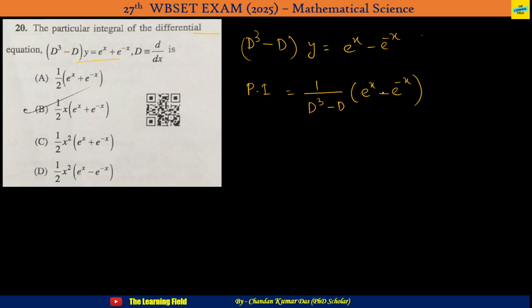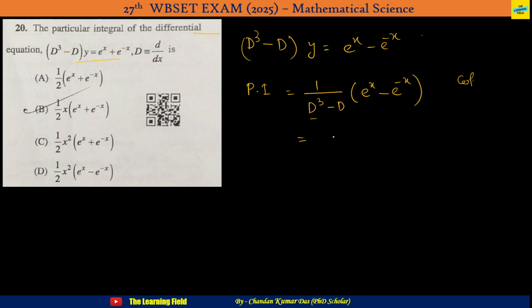Note that if these types of questions come, we first put the coefficient of x, that is 1 and -1, into the operator, and if we put 1 and -1 here, we get 0 in both cases. So what we have to do is replace D by D+1 for e^x, and D by D-1 for e^(-x). Fine. Okay. So let's do it.